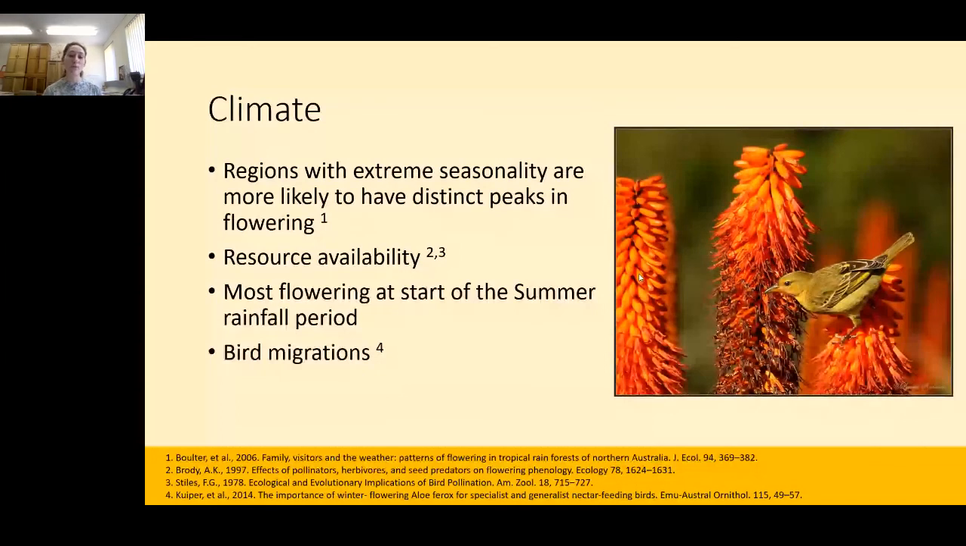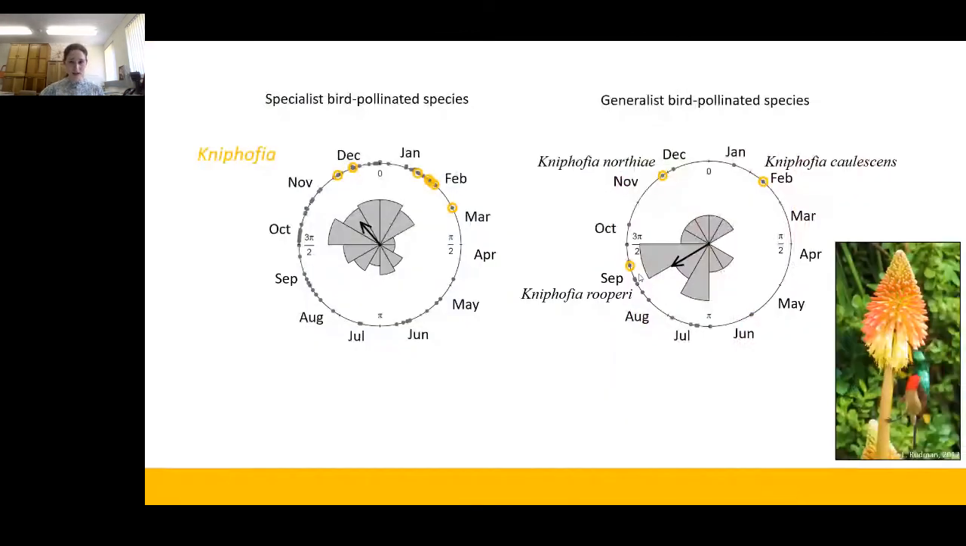And this might be why most flowering was seen in the start of spring and summer in the two syndromes, with peaks occurring in spring or early spring and early summer respectively for the two different groups. Bird migrations are also an important factor that are linked to climate. And that brings me back to these exceptions that I mentioned.